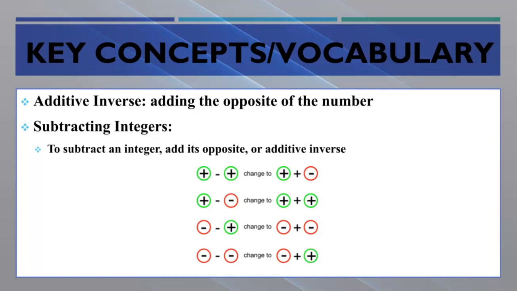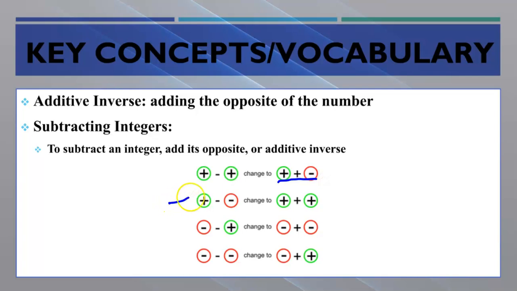So if I have a positive minus a positive, I add the opposite. The opposite of a positive is a negative. So now we have a positive plus a negative. And you might ask, why are we changing a minus sign to a plus sign? Well, a lot of times it's easier for people to add than it is to subtract, even though if the signs are different, you technically are subtracting.